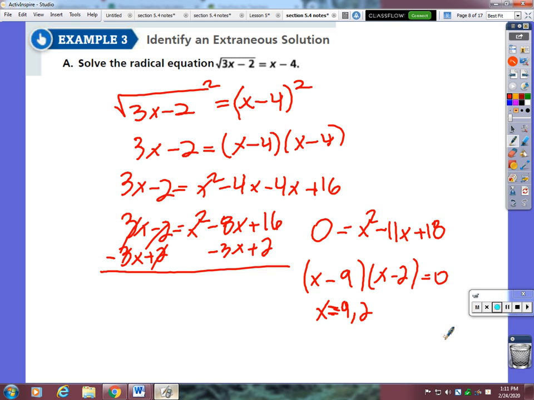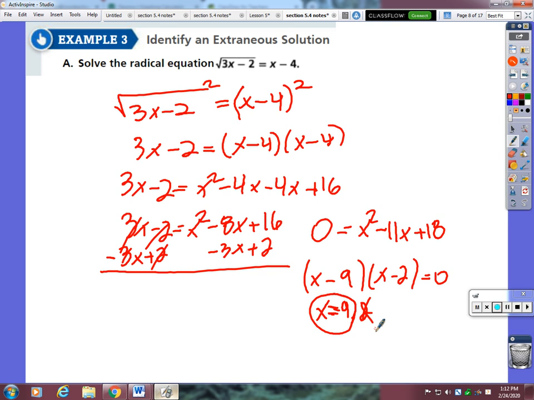And the answer is, if I plug 2 into here, what do I get? I get negative 2. Can I get a negative as the answer of a square root thingy? No. So if one of these answers, if I plug it into the non-square root part and I get a negative answer, then that answer is not going to work. And we've talked about this before. That's called an extraneous solution. So it's only x equals 9 that works, okay?